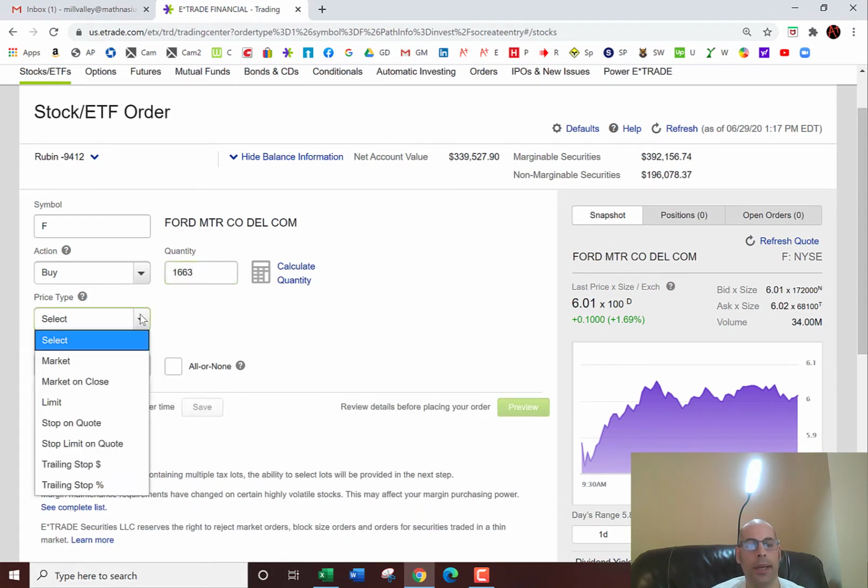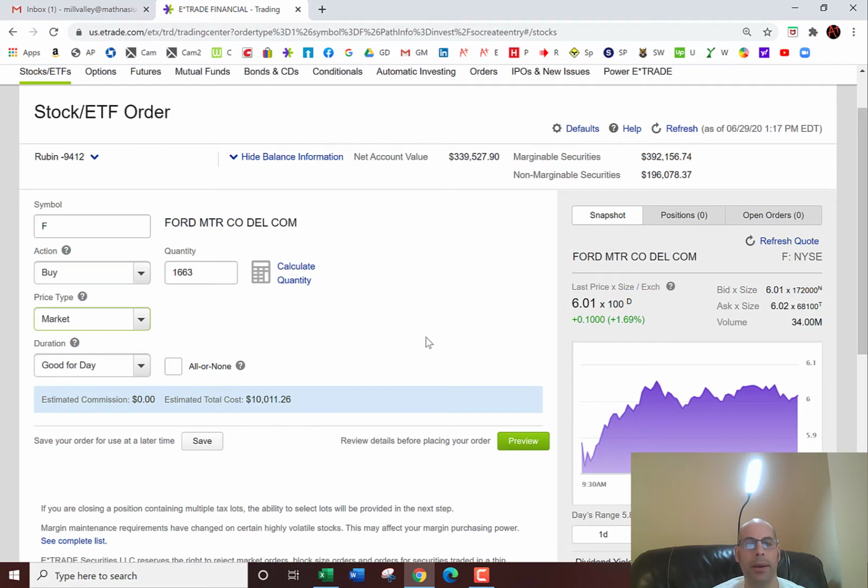And then you want to select a type of order, whether it's market, market on close, limit. Let's just do market for now. And that means I'm going to buy the stock whatever the price is currently trading at in the market. Now I can hit preview. This won't actually do anything. I'm just going to go to the next screen to just make sure I entered everything correctly.